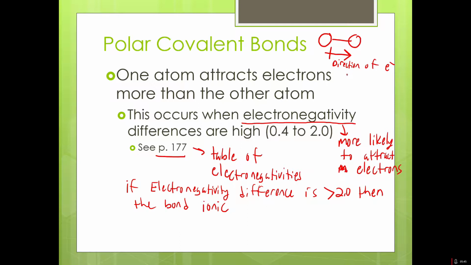Direction of electron movement. So the arrow shows us where the electrons are more likely to show up, where they're going to hang out more. Okay. So that's what a polar covalent bond is.